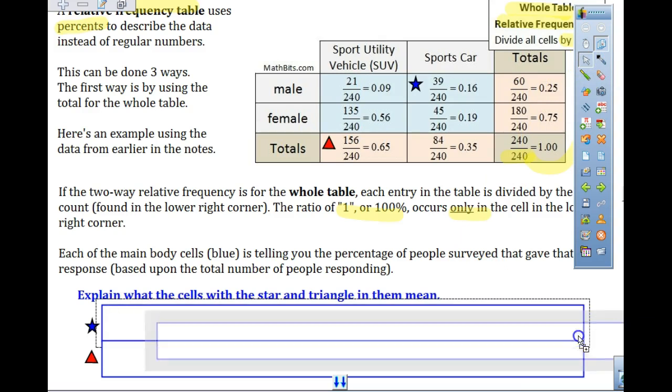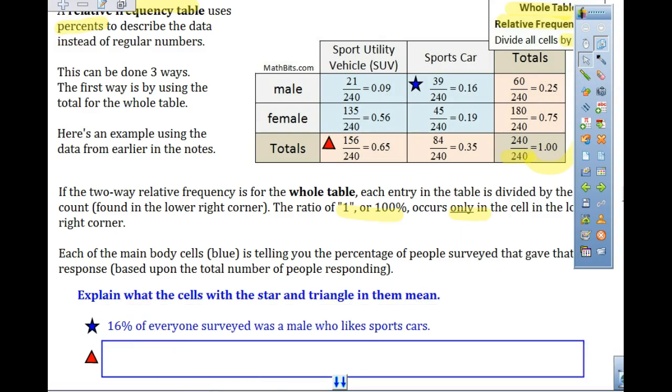That is trying to tell us that we are looking at, what I want you to write down, is 16%. We usually write it as a percent instead of decimal, but I would take 0.16 also. But usually we change that decimal to a percent. So 16% of everyone surveyed was a male who liked sports utility vehicles.